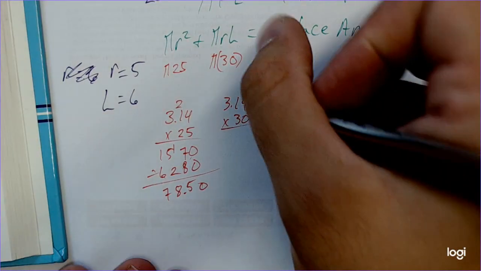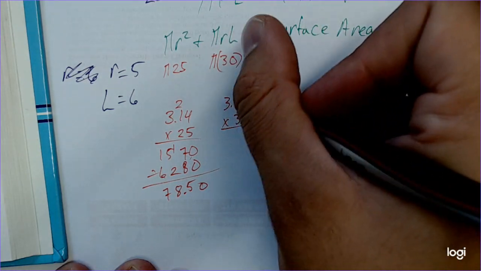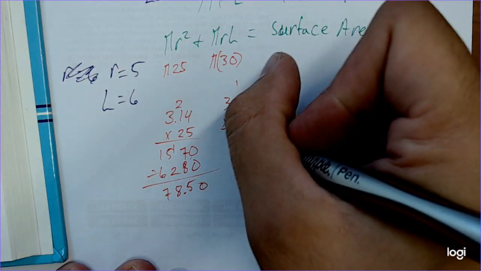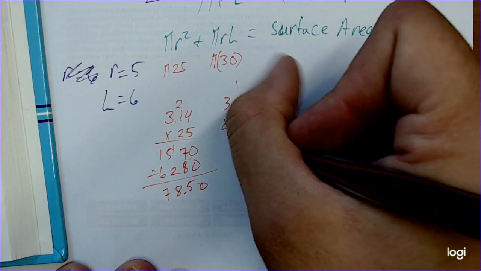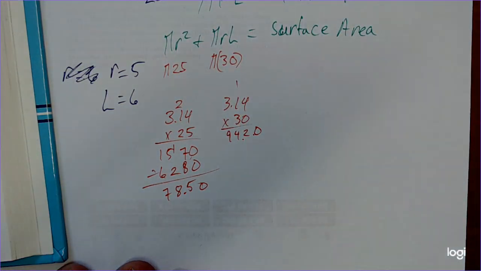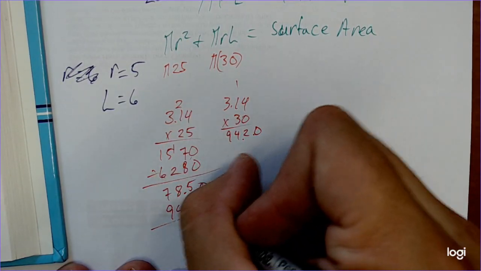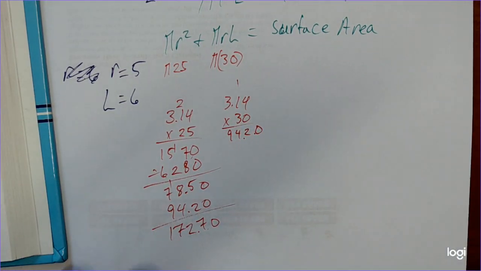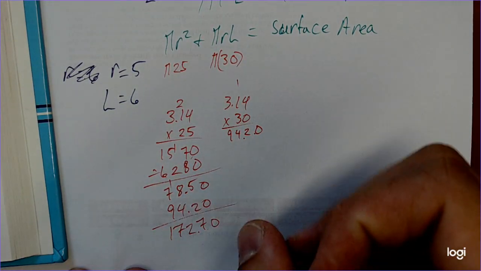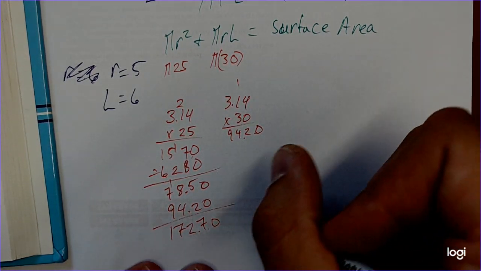78.50 for that one. Over here, we're going to end up with, I'll just move that 0 off to the side. 3 times 4 is 12. Carry the 1. 3 and 4, and then 9. So 94.2. So let's take 94.20. That's 0, 7, 12, and then 17. So the answer should be 172.7 meters squared, which if we look at the book on page 380 is correct.